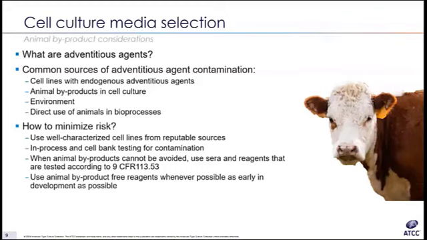So how do you minimize the risk of introducing adventitious agents into your workflows? Well, there's a few ways. First and foremost, use cell lines that are well characterized from reputable sources. Test your cell culture and process and post-banking for contamination. Avoid animal byproducts whenever possible and as early as possible when designing your workflow. And finally, when you can't avoid using animal byproducts, use sera and reagents that are tested according to 9 CFR 113.53. And we'll discuss this regulation in more detail in a bit.